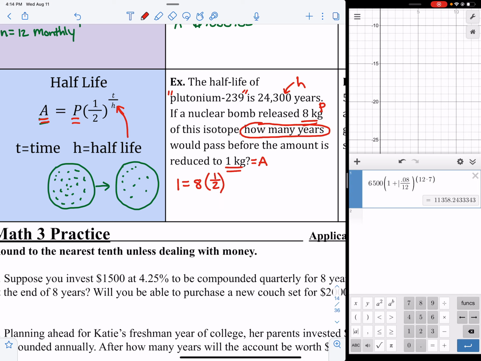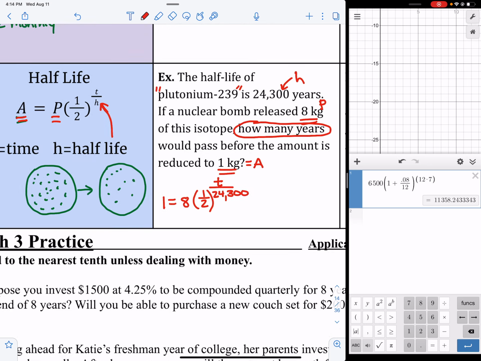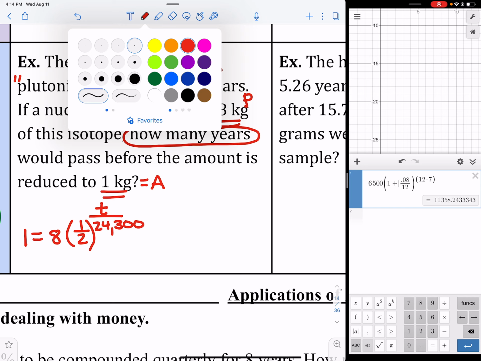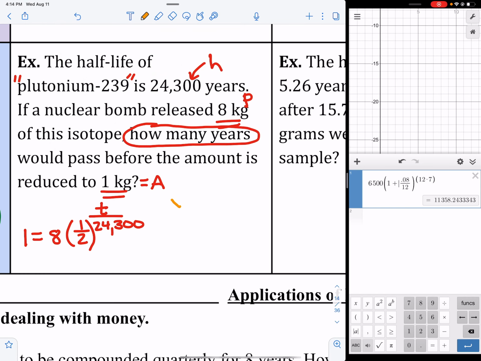And then I need to scoot that down where I have a little more room to write. And so in the exponent, I've got to put time, which is what I'm looking for, divided by the time it takes for that half-life to occur, which is 24,300. And so what we can do to figure this out is set up a system of equations in Desmos because we want to figure out a variable that's in the exponent. And so let me grab another color.